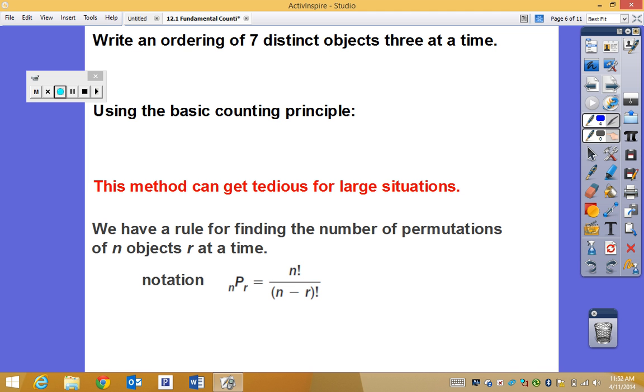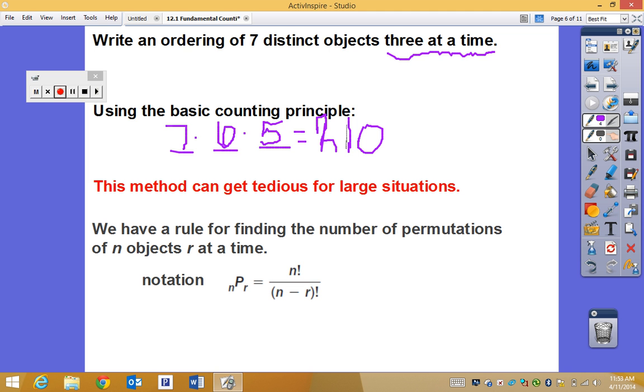So let's take a look at a couple of problems. On this particular one, if I want to order 7 distinct objects 3 at a time, that means that I want to have only 3 of them. And if I use the fundamental counting principle, I'm going to take my 7 different objects, and if I select one of them, I'll have 6 left for my next. And if I select one, I'll have 5 left. So the fundamental counting principle tells me that there would be 210 different arrangements.